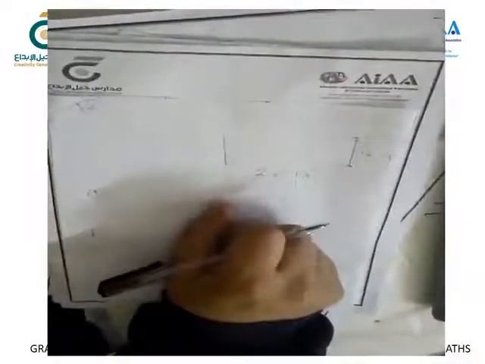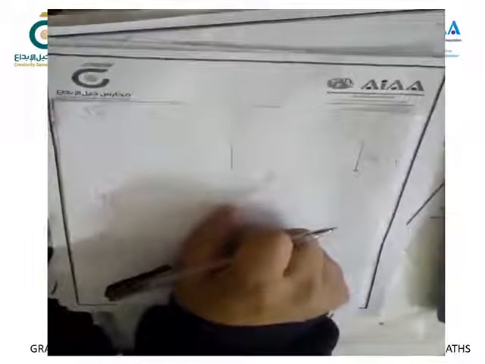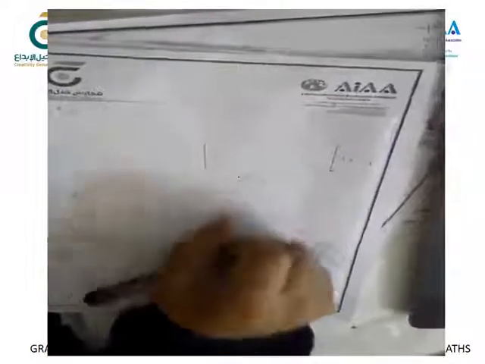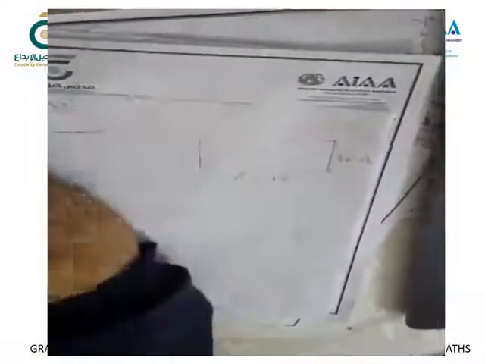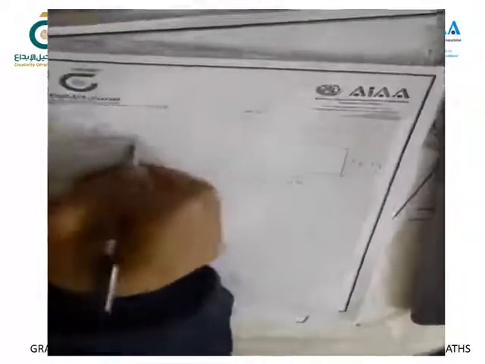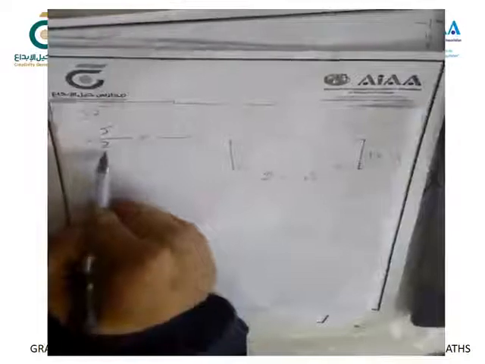Okay, the last one, number 12. High thinking. The scale of the drawing of a rectangular playing field is 2 inches for 5 feet. So the real one is 5, and on the drawing it equals 2. Don't forget, we write the real in the numerator and the drawing in the denominator.